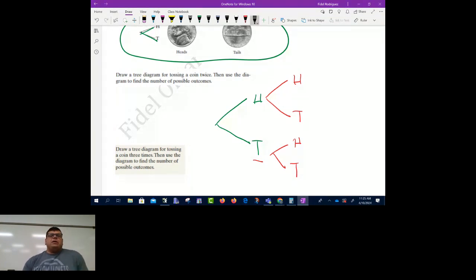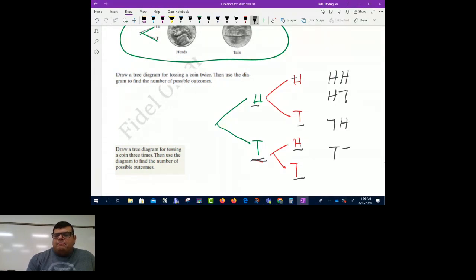When we're talking about the number of outcomes, what I'm going to do, y'all, is I'm going to follow along each of the branches. That means that we can get a heads the first time, a heads the second, or a heads the first time and a tails the second, or a tails the first time and a heads the second, or a tails on both flips, right? So these are the total number of outcomes that we can get. Either a heads on both, a heads on the first, a tails on the second, a tails on the first and a heads on the second, or both of them could end up being tails, okay?